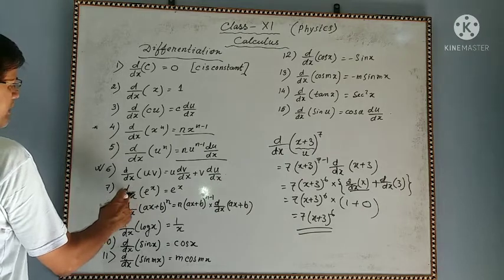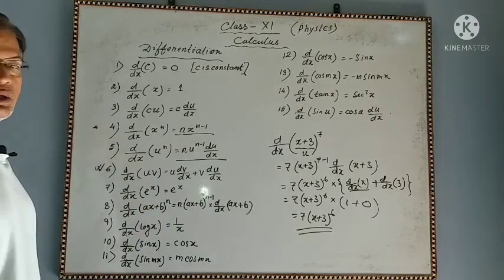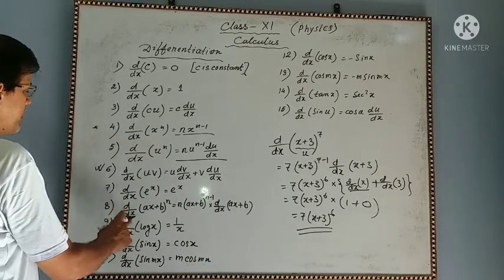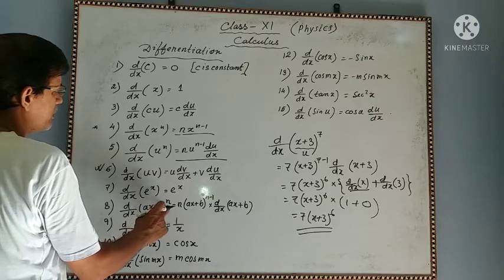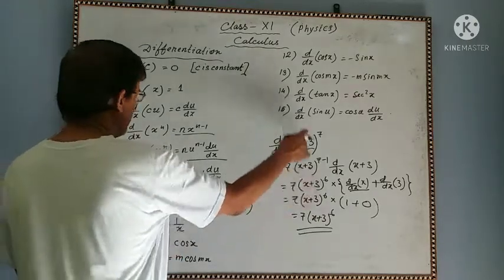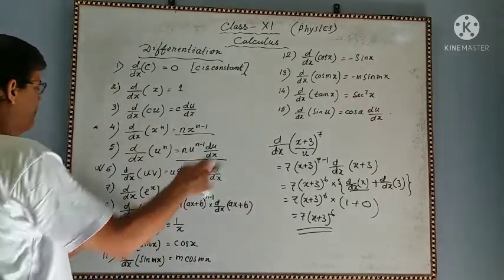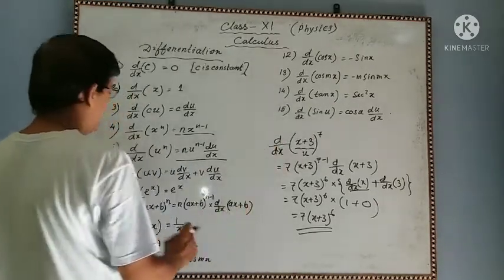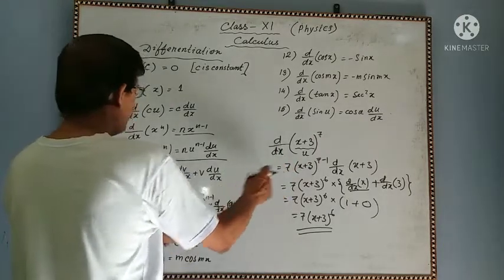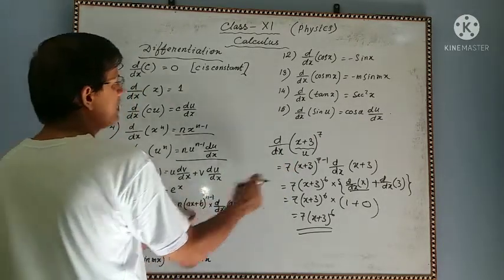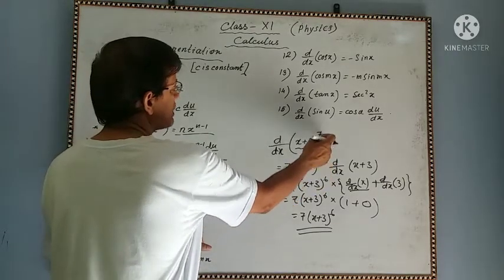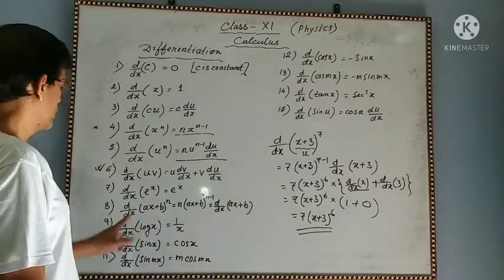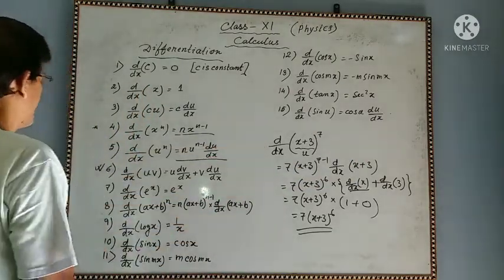Next, d by dx of e to the power x is e to the power x, no change. D by dx of (ax plus b) to the power n. This is like this way, same to same. First, you see there is an expression and this is an expression. First power comes, then expression to the power n minus 1. So expression to the power 7 minus 1. Then differentiation of this expression. So this and this same to same.